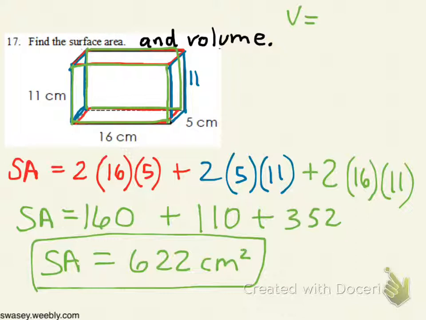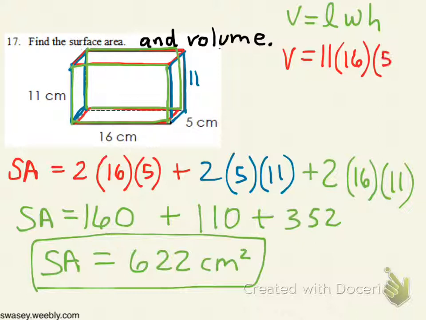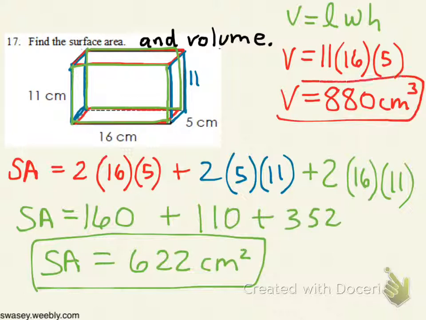Volume of a rectangular prism, length times width times height. It doesn't matter which one is which, you just have three dimensions that you're multiplying together. So we have 11 centimeters times 16 centimeters times 5 centimeters. So you get 880 centimeters cubed. Volume in general, the units are cubed to the third power. Again, it was because it was centimeters times centimeters times centimeters, so that's centimeters cubed.